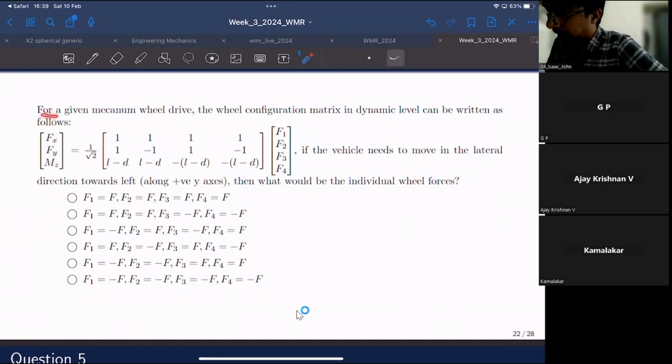So yeah, for the given mecanum wheel drive, the wheel configuration matrix at dynamic level can be expressed as so. And if the vehicle needs to move in a lateral direction towards the left along the positive y-axis, then what would be the individual wheel forces? So just like how we did, you need to find the right combination of F1, F2, F3, F4 so that you will get an appropriate Fx, Fy, Mz.